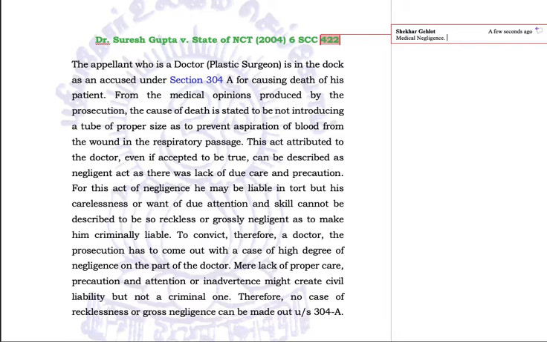Now, if someone is faced with a case of medical negligence, what medical negligence is and how you have to identify medical negligence as distinct from normal negligence or rash negligence. Okay, let us read the case.